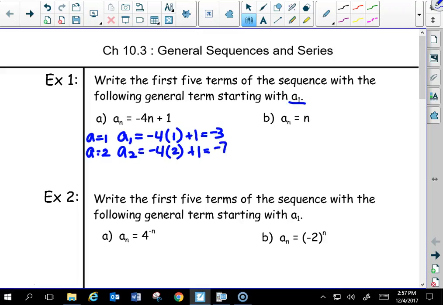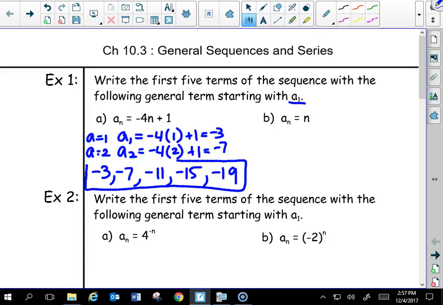You can tell that these are just going down by 4, starting with the first value. So the first 5 terms, I'm going to stop calculating. The first 5 terms are negative 3, negative 7, go down by 4, negative 11, go down by another 4, negative 15, and go down by one last 4, negative 19. There's the first 5. So whenever you see a multiplier like that, just figure out where you're starting, and then you're just going down or up by that amount.